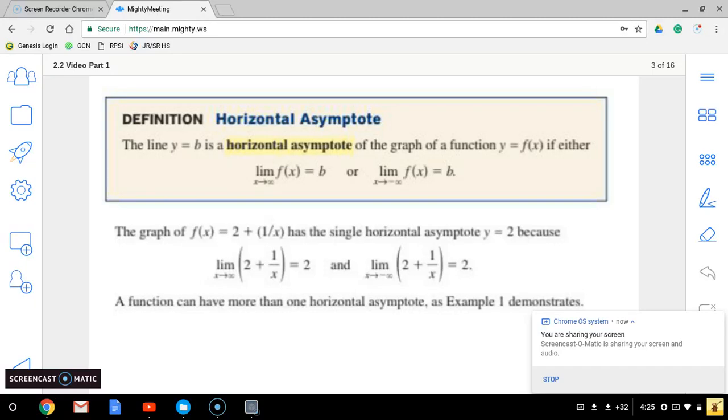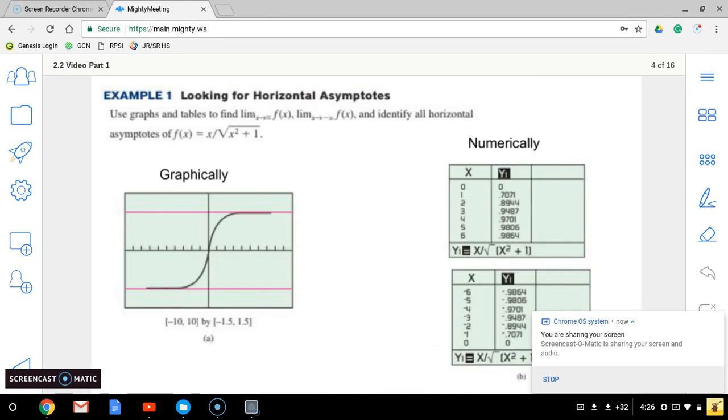The graph of f of x equals 2 plus 1 over x has a single horizontal asymptote at y equals 2, because the limit of 2 plus 1 over x as x approaches infinity is 2, and the limit of 2 plus 1 over x as x approaches negative infinity is also 2. Therefore, we need only one or the other. In this case, we have both of them, and we have a horizontal asymptote at y equals 2. A function can have more than one horizontal asymptote, and it does not have to have any.